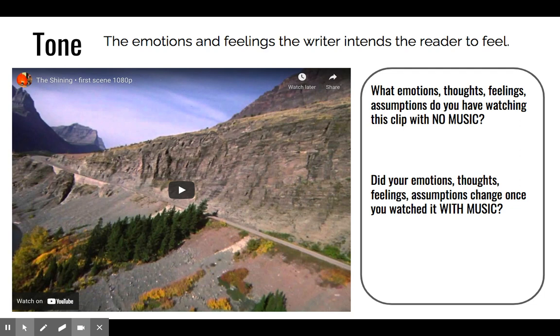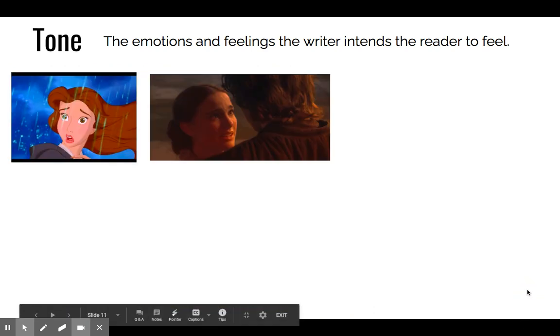So that is what tone does, whether it's in movies and film, whether it's through the written word. We can create a tone. The writer, the creator will create a tone that the audience and the reader is intended to feel.